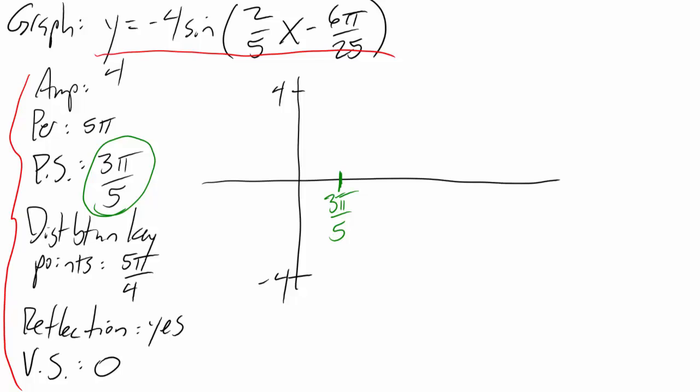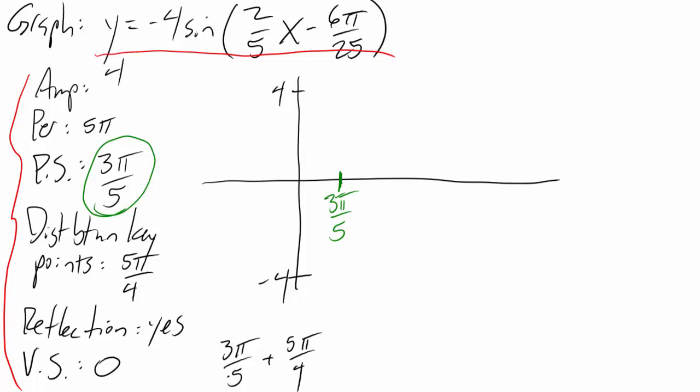Now we need to find what our remaining points are going to be, or at least their x values. And we're going to find those x values by taking our phase shift, which is our positive 3 pi over 5, and adding our distance between key points to it, which was 5 pi over 4. Now we're going to be trying to add these fractions together, and of course that means we have to find a common denominator, which thankfully isn't all that challenging here since we just have a 5 and a 4, so that means our common denominator is going to be 20.